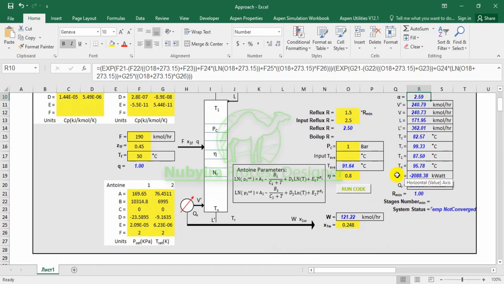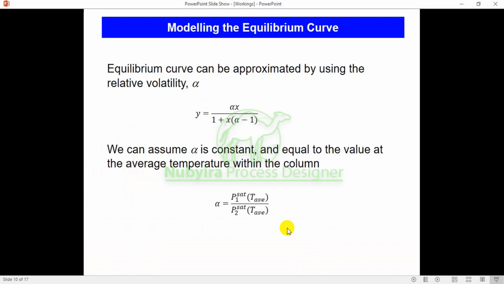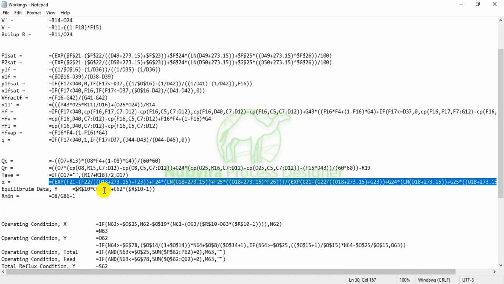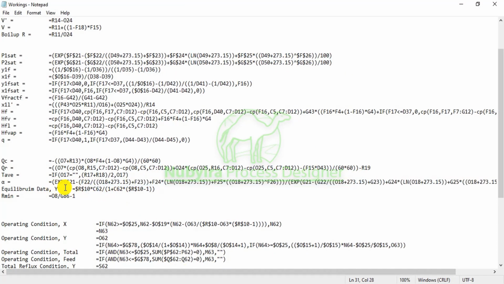So once you are done with the relative volatility, we need to plot this, because this is for the equilibrium curve. Like I said, it's the equilibrium composition of the stages. So we write this equation out. I've already written the formula, so this is the formula here. This is the relative volatility. R10 is the relative volatility. Once I copy it in, you will see.